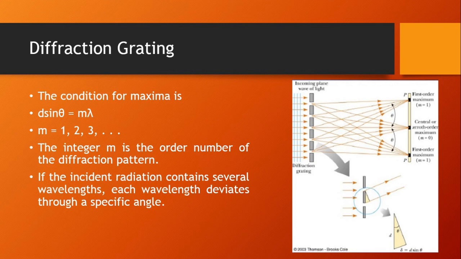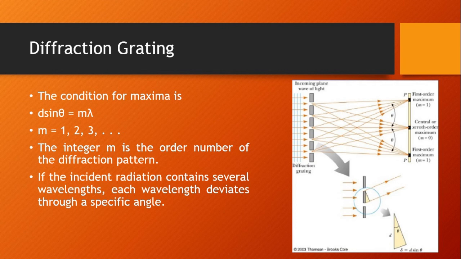If this path difference equals one wavelength or some integral multiple of wavelength, then waves from all slits are in phase at point P and a bright fringe is observed. Therefore, the condition for maxima in the interference pattern at the angle theta is d sine theta equal to m lambda, where m is some integer. We can use this expression to calculate the wavelength if we know the grating spacing and the angle theta.